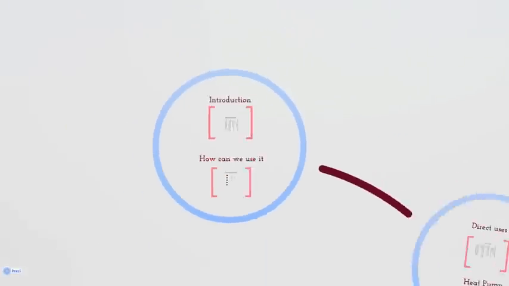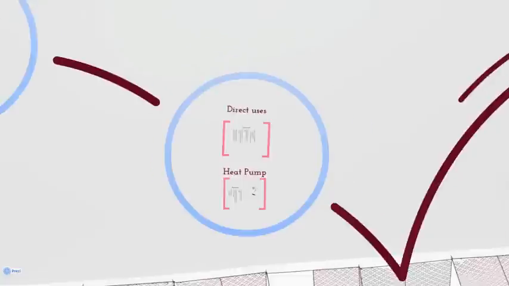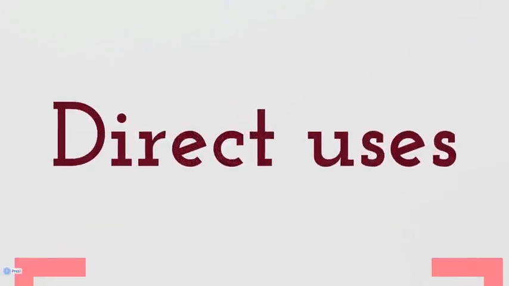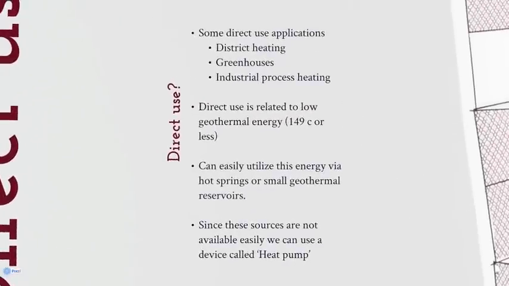Now let's take a moment and talk more about using geothermal heat as a direct source. There are a few applications which use geothermal energy directly. For example, district heating, greenhouses, and industrial process heating. And just to be clear, when we talk about using geothermal energy directly for any application, it's usually related to low geothermal energy, which means 149 degrees Celsius or less.